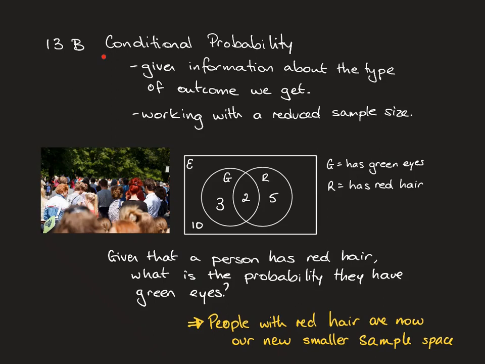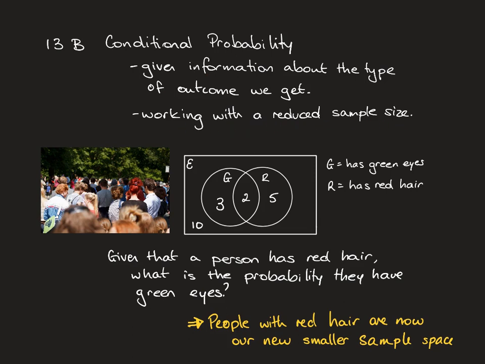In this video, we're going to look at conditional probability. Conditional probability is where we have been given a little bit of information about the type of outcome that we get. So the information that we get helps us to reduce the sample size that we're working with.